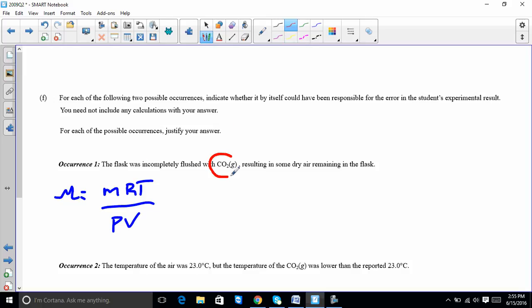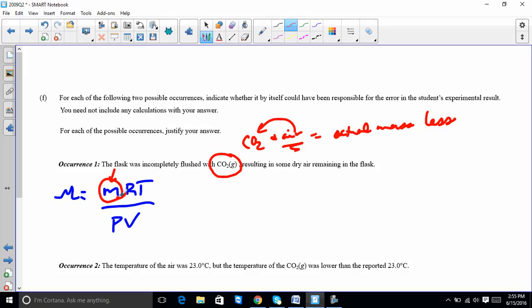If it was incompletely flushed with CO2, that means the gas wasn't pure CO2, it was a mixture of CO2 and air. And earlier in this problem, I talked about that. Air weighs less than CO2, so if this happened, it would make the actual mass less. The mass would be less than the mass of pure CO2 that's in the numerator. And if this mass is smaller than it should be, that makes the molar mass smaller than it should be.